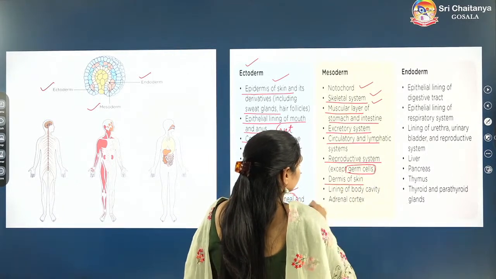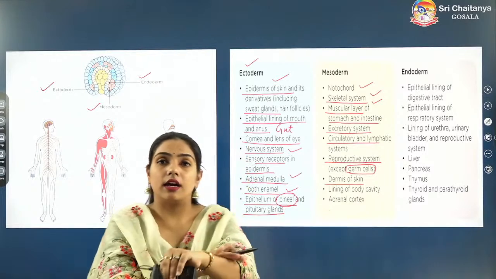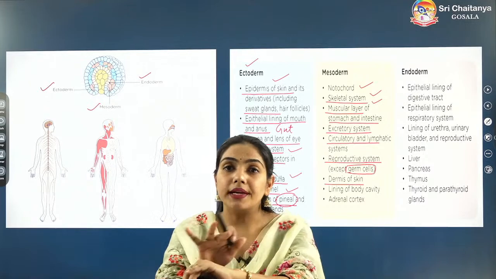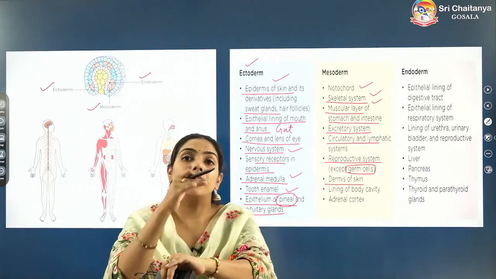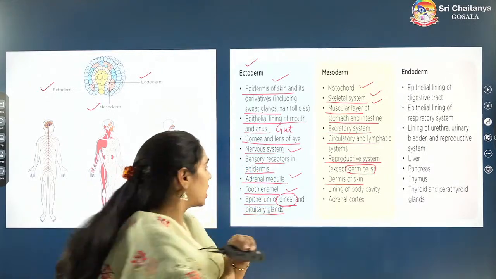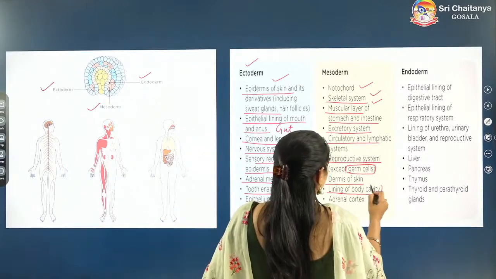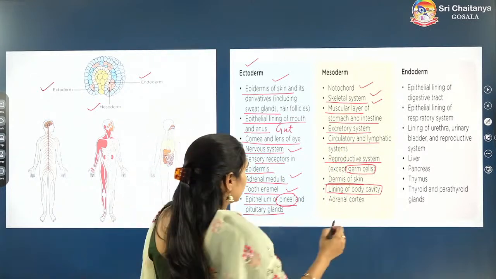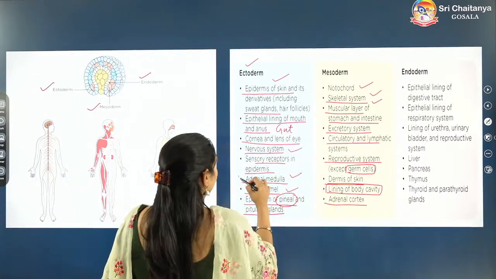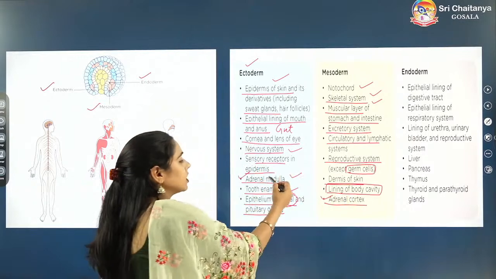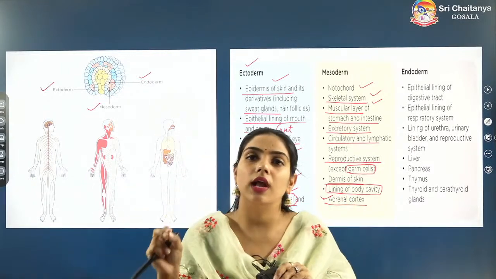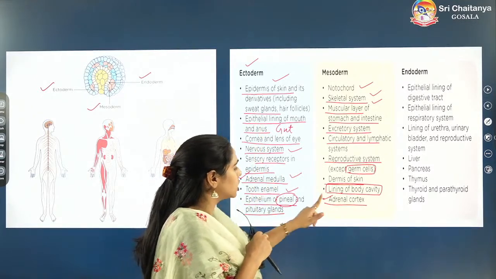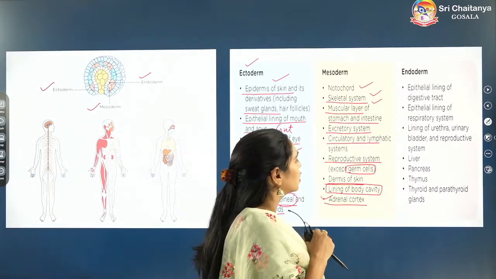Dermis of skin: the uppermost layer will be epidermis, then below that there will be dermis. So, epidermis is derived from the ectoderm, but dermis is derived from the mesoderm layer. Then the lining of the body cavity, the coelom, is lined by the mesoderm. Do you know the coelom? Then adrenal cortex: just now I have told you the adrenal gland has two parts, adrenal medulla and adrenal cortex. So, just remember adrenal medulla is ectodermal in origin and adrenal cortex is mesodermal.